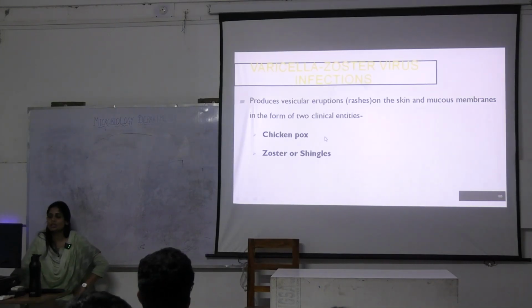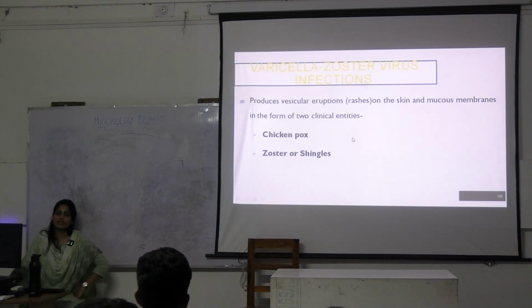You know that when a person was infected by chickenpox, you might have heard that after 60 years of age, suddenly a person develops a rash over one side of the body and tremendous pain, right? Especially on the face and upper part of the body, the trunk. What is that? That is reactivation of this virus. What is the name of this disease? Shingles. We call it shingles.